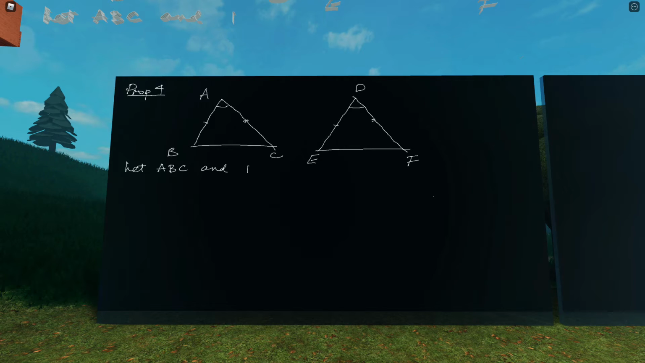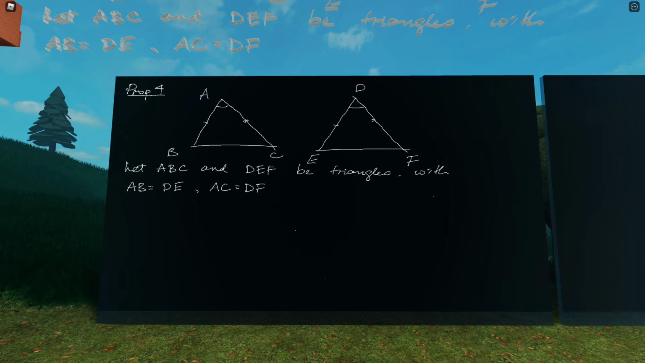and DEF be triangles, right? With the mentioned sides being equal, AB is DE, AC being DF, and the angle in between, which we call BAC and EDF, being equal, then I guess the main claim is that the triangles are the same, or what we call in modern terms congruent, right?